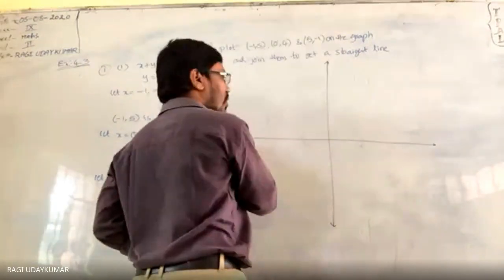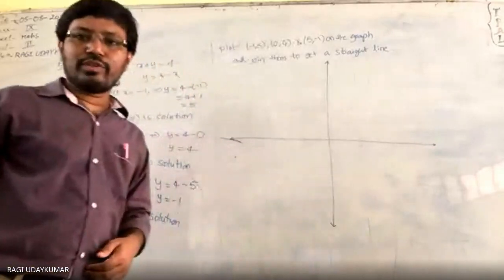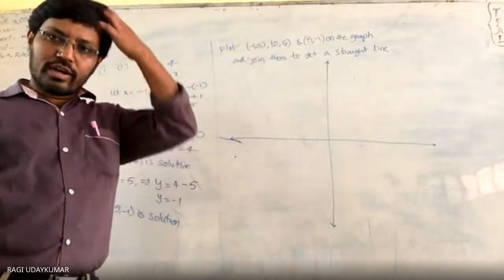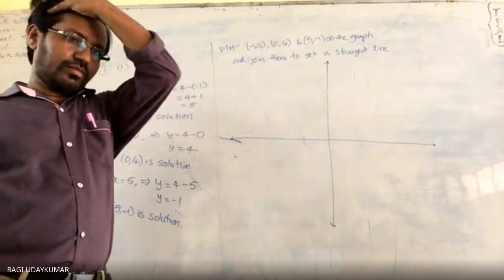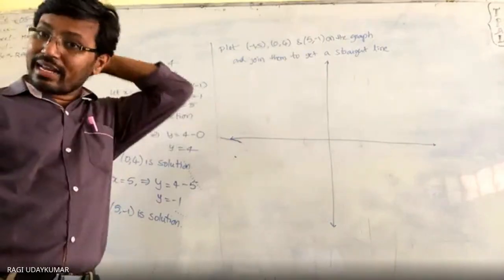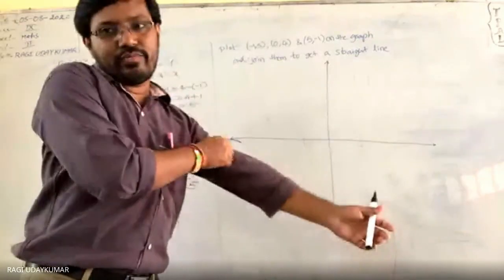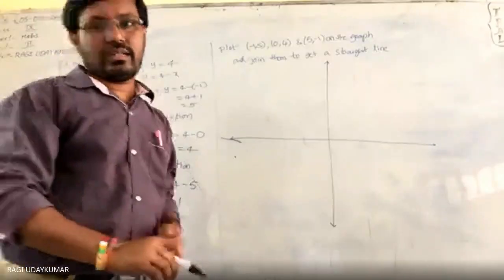Okay, what is this axis? Which line is it? Is it a horizontal or vertical line? Horizontal line. And this line is called? Vertical line. And the horizontal line is called the x-axis, and the vertical line is the y-axis.